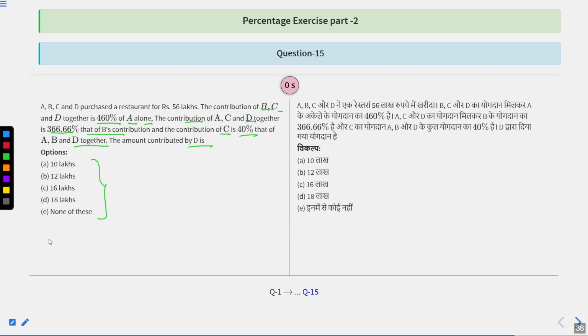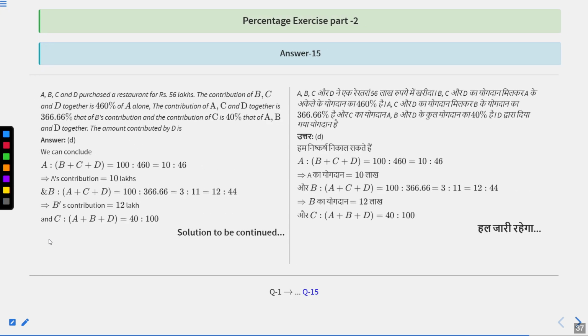Now time's up. Let's see the solution. The question says that A ratio B plus C plus D is equal to 100 ratio 460, because the question says that the contribution of B, C and D together is 460% of A alone. Okay, so we can write it in the form of 10 ratio 46. A's contribution is equal to 10 lakh. Okay, if you let it be 10 lakh and 46 lakh for B plus C plus D.